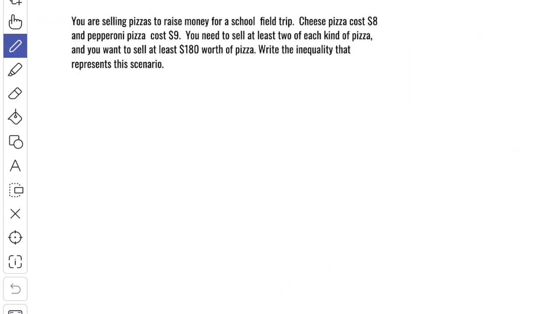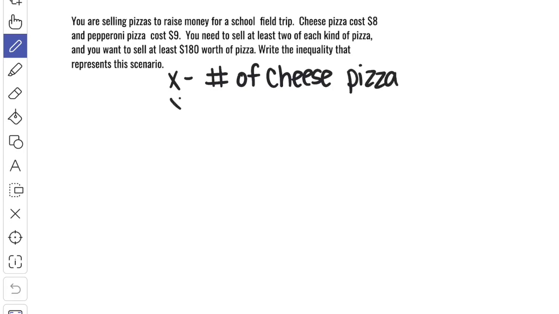So when I'm looking at this situation, the first thing I'm going to do is define my variables. Remember I said I like to use X and Y. It doesn't really matter which one you choose as long as you continue to let that be the pattern that you go with. So I'm going to say X is the number of cheese pizzas because that one was first, and Y is going to be the number of pepperoni pizzas.